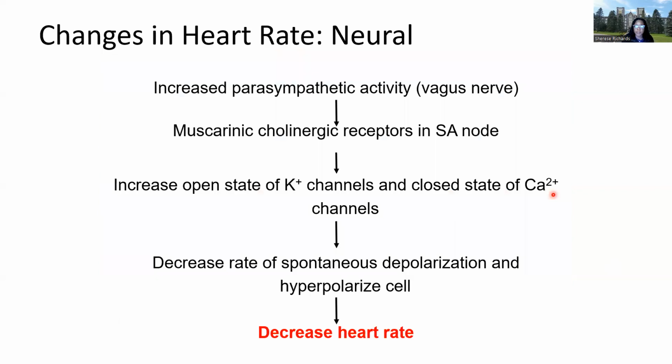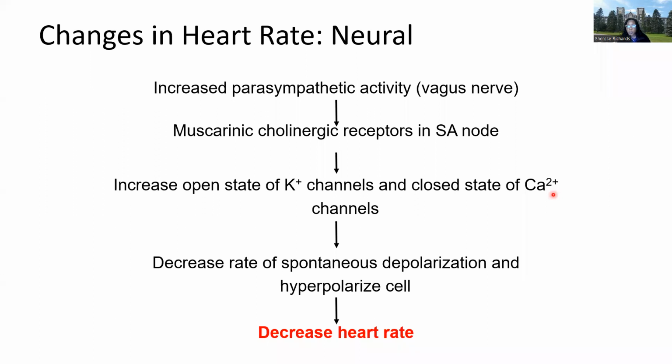In pacemaker cells, let's look at those similar events, but in the opposite direction. Here we're looking at how the parasympathetic activity by way of the vagus nerve can actually engage the muscarinic cholinergic receptors, right? So acetylcholine will bind to these muscarinic cholinergic receptors on the SA node. That will increase the opening of potassium channels and decrease the opening of calcium channels.